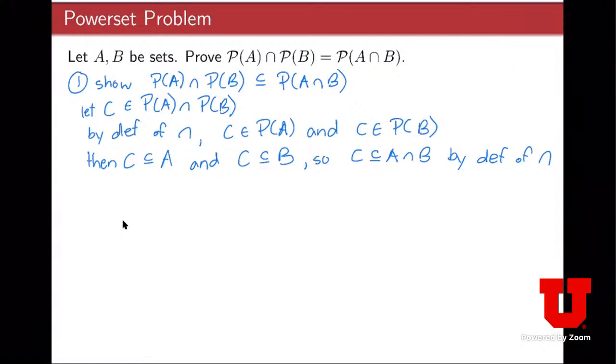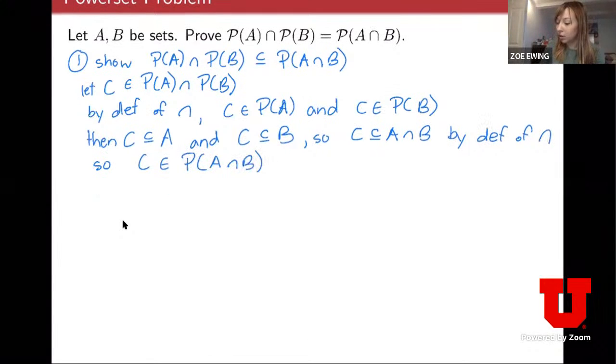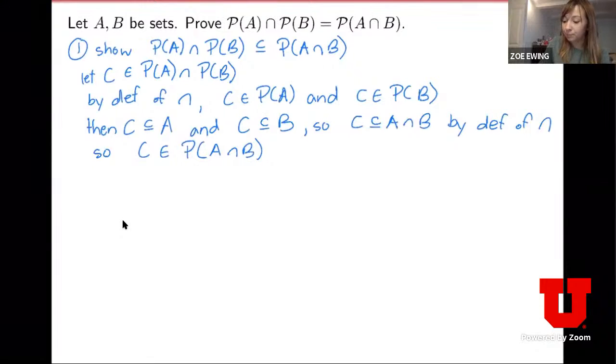That C will be in the power set of A intersect B. So C is in the set that is the power set of A intersect with B. So we proved the first case, awesome. The second case is going to be really, really similar. It's just kind of going to be reversed.